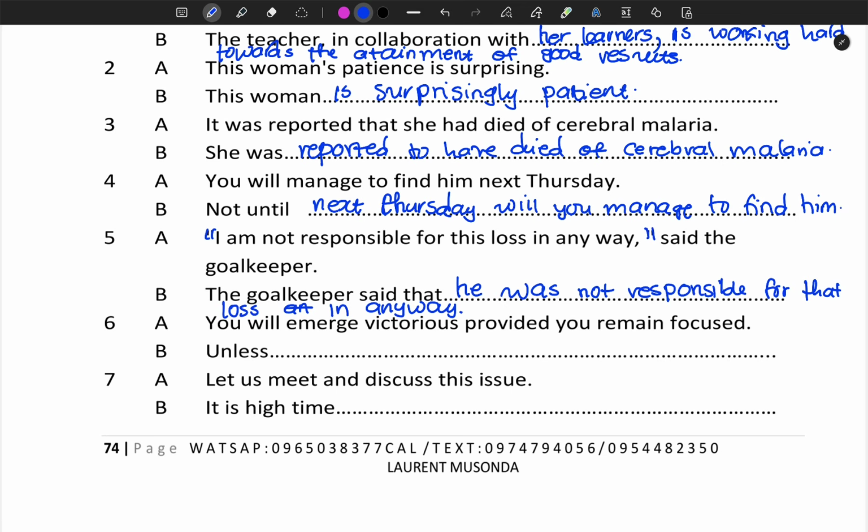So we begin with unless. Unless is a negative word. It's the same as if not. So if not, you do that, you are not going to do that. So unless you remain focused.